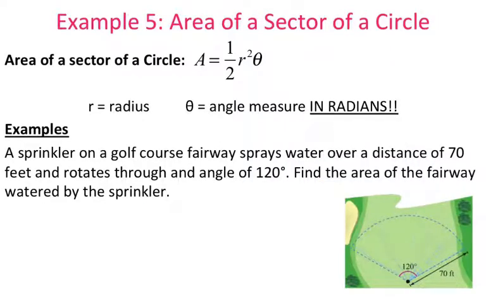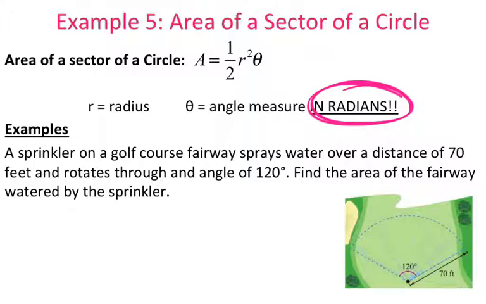Last thing is area of a sector of a circle. So instead of finding the arc length, you're actually finding the area of that particular portion. So your area is 1/2 r squared theta. And again, your angle measurement has to be in radians. Super, super important. So a sprinkler on a golf course fairway sprays water over a distance of 70 feet and rotates through an angle of 120 degrees. Find the area of the fairway watered by the sprinkler.